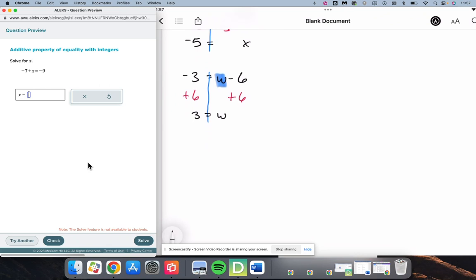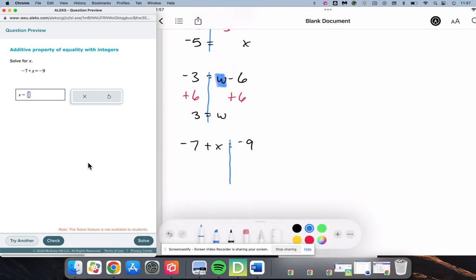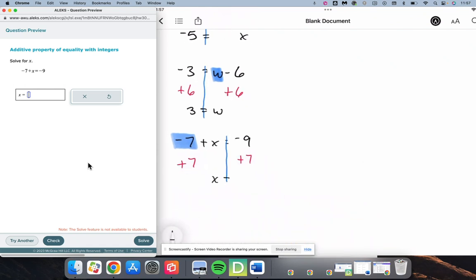Next, we have negative 7 plus x is equal to negative 9. I'm going to keep our equation balanced, so I've got my blue line going. We see that what's happening to x is there's a negative 7 being applied to it. It's adding negative 7, which is the same as subtracting 7. So instead of subtracting 7, we want to add 7. So that will make 0. We're adding 7 to both sides. We get x is equal to negative 9 plus 7 is going to be negative 2.